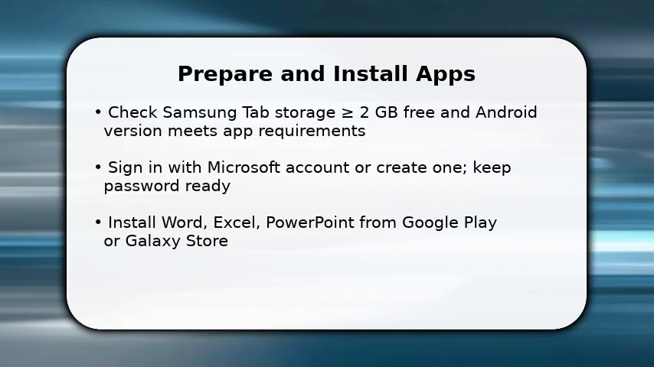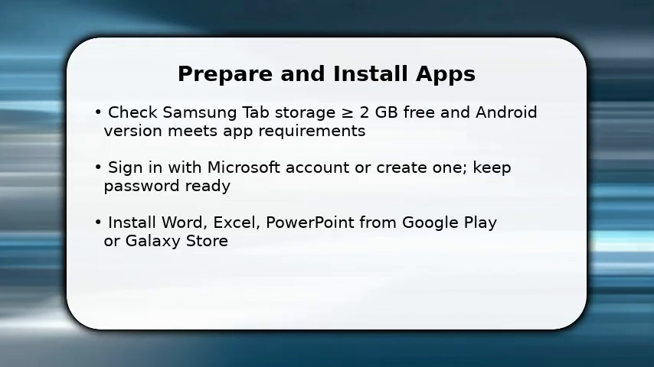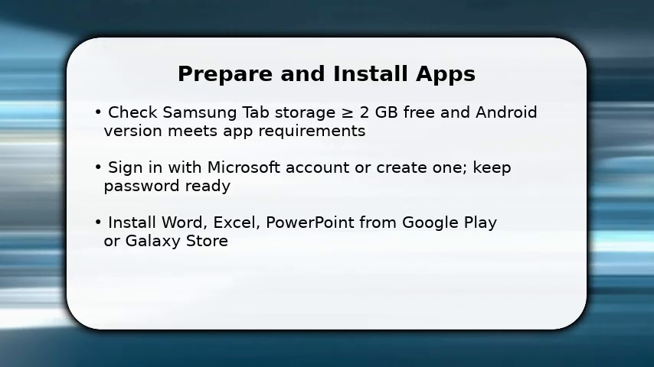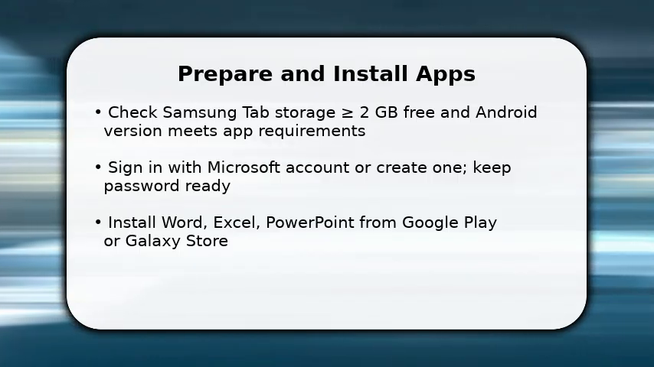You start by preparing the tab and installing apps. First, confirm you have at least 2 GB free and a compatible Android build so apps run smoothly. Next, sign into your Microsoft account because Office features sync across devices. Create one if needed. Then open Google Play or Galaxy Store and install Word, Excel, and PowerPoint. Once done, launch each app once to accept permissions and let background syncing initialize, which prevents login or file access issues later. Now you set up syncing and learn the tablet controls.